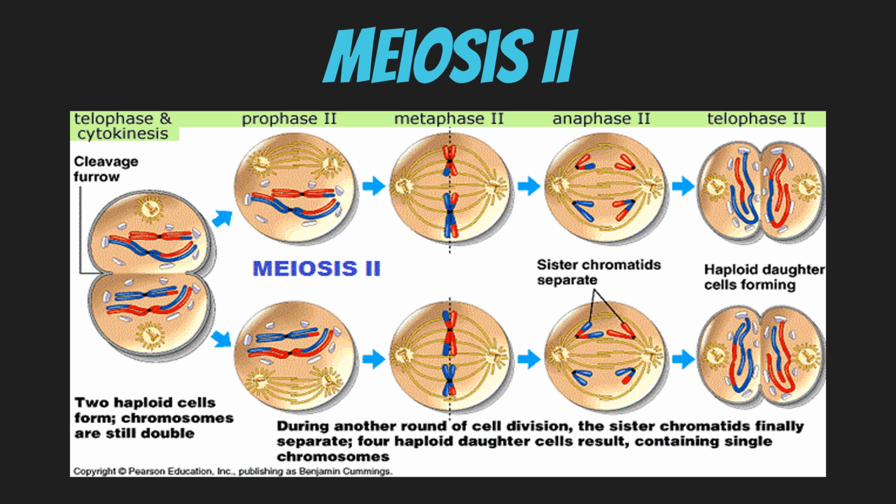Meiosis 2 is the second division of the cell. In this part of meiosis, we start with the two cells that formed during meiosis 1 and end up with four cells. The goal of meiosis 2 is to break up the sister chromatids and end up with cells that are haploid.